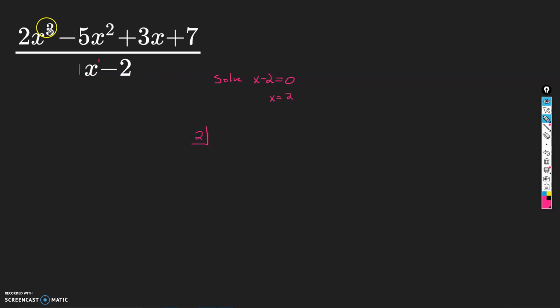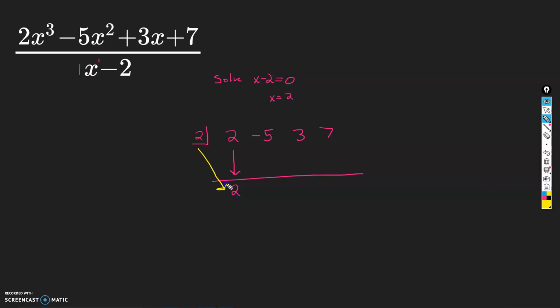So 2 is my window number. Then I take the coefficients of my polynomial. I have third, second, first, and 0 degree terms, so I don't need to fill in any missing pieces. I'm going to take the 2, the negative 5, the 3, and the 7. I'm going to draw my little bar under here, and we're going to go. 2 drops down, so this first number always drops down, and then we multiply and add.